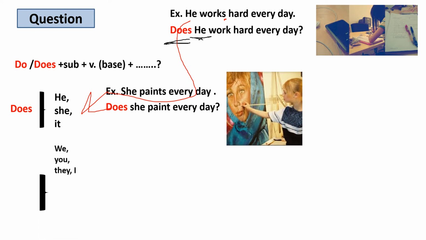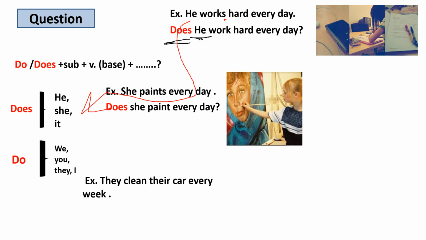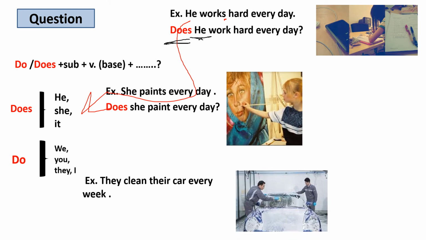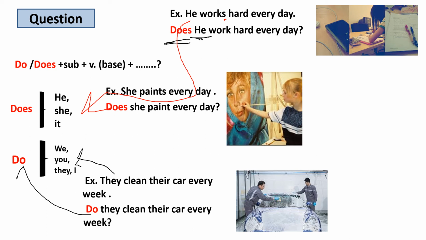If we have a plural subject, it will take do. Okay? And also the verb stays in base form. They clean their car every week. Here we have they. This is a plural, so it will take do. لذلك ايش راح ياخذ فعل مساعد؟ Do. وين نخلي الفعل المساعد؟ بداية الجملة. Do they clean their car every week?